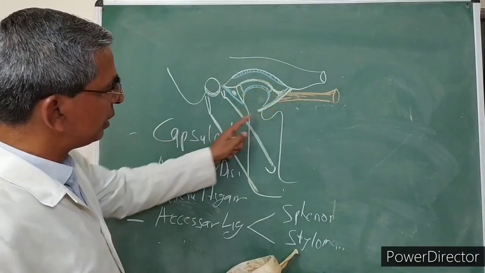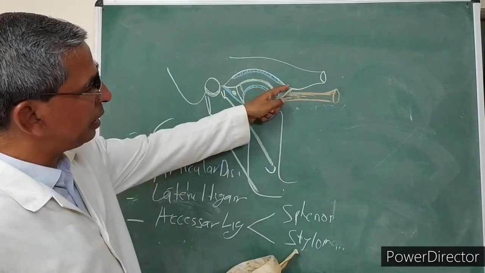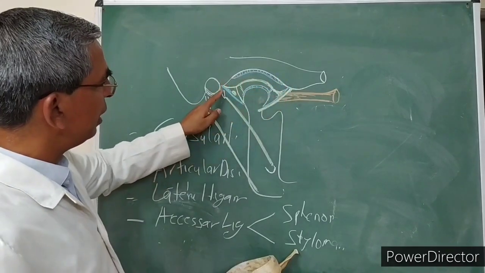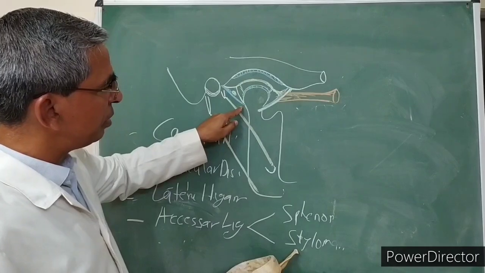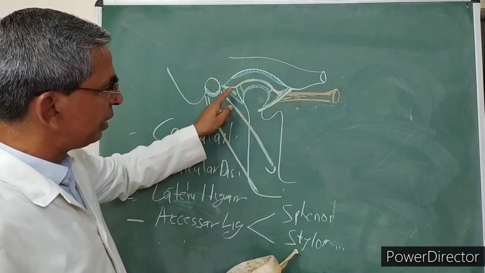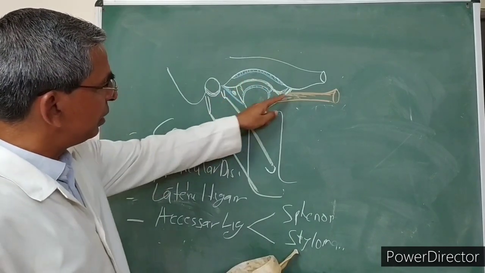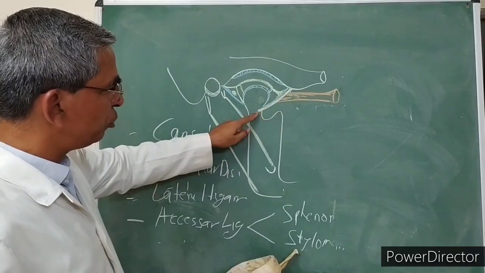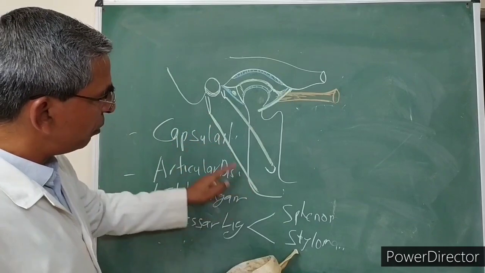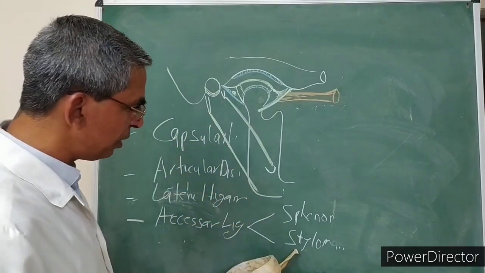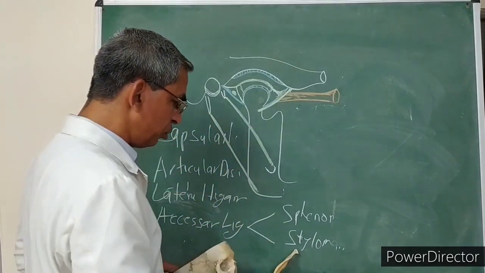One is the capsule, which is attached to the periphery, superiorly to the anterior tubercle and the squamotympanic fissure, and inferiorly to the neck of the mandible. Then the articular disc here. Then the lateral ligament of the TM joint, the sphenomandibular ligament, and the stylomandibular ligament. So these are the ligaments attached at the TM joint.